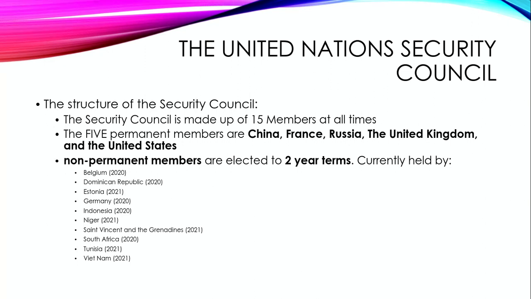Now you should be able to look at this and kind of figure out why these are the 5. At the end of World War II, these were the 5, let's say, winning nations and somewhat more powerful. They all were part of the Allies, yet today they do not necessarily see eye to eye on everything. The 10 non-permanent members are elected to 2-year terms. The current list includes Belgium, the Dominican Republic, Estonia, Germany, Indonesia, Niger, St. Vincent and the Grenadines, South Africa, Tunisia, and Vietnam.